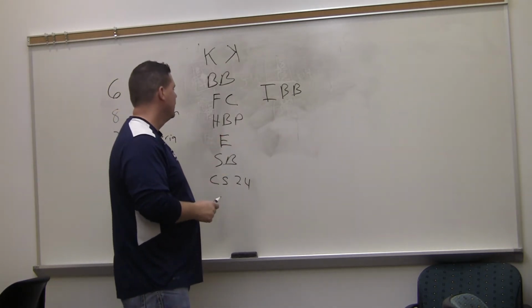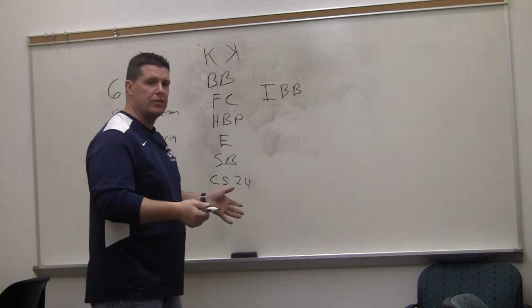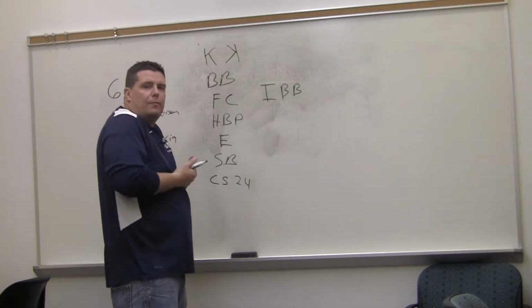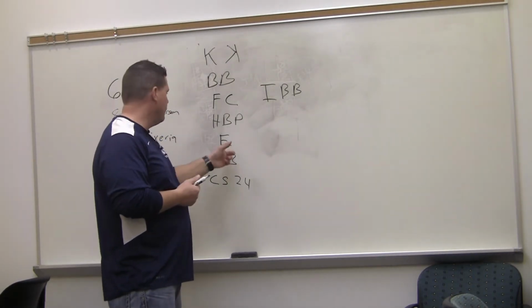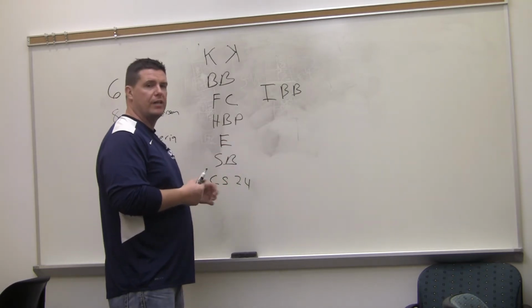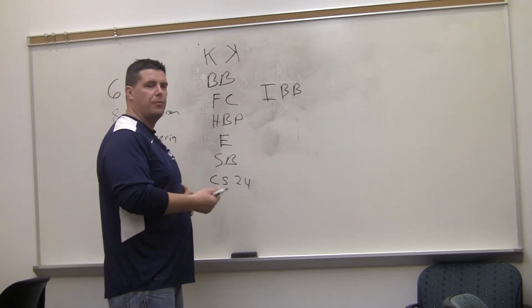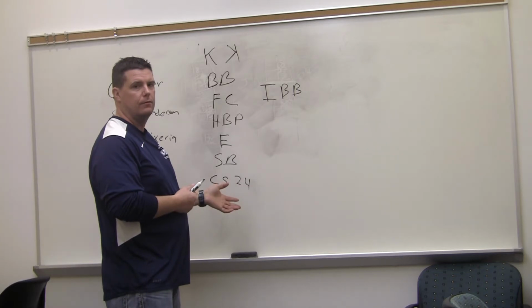Error for error. Now, when somebody makes an error, if somebody reaches base on an error, you have to tell me who made the error. Who made the error? If it was a second baseman, it would be E4. If it was a shortstop, it would be E6. If it was a pitcher, it would be E1.